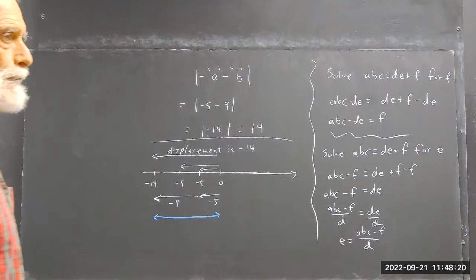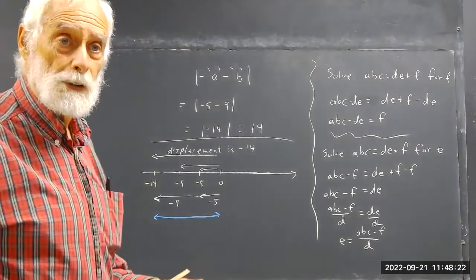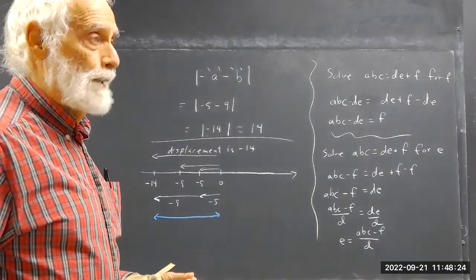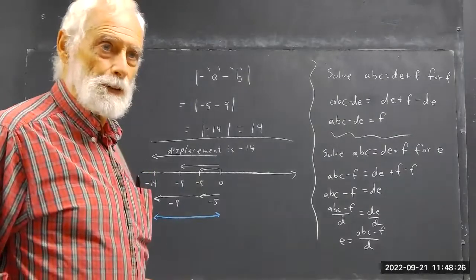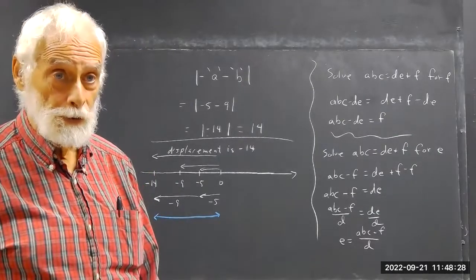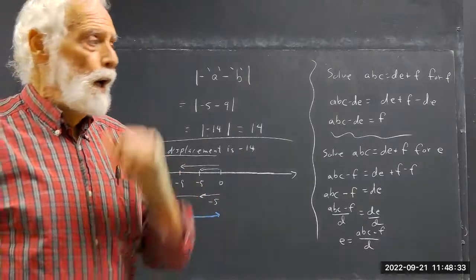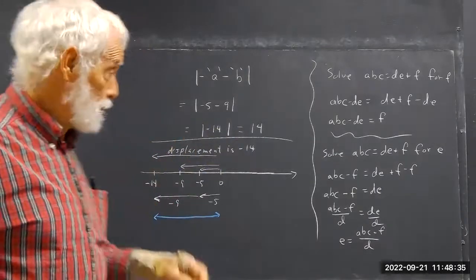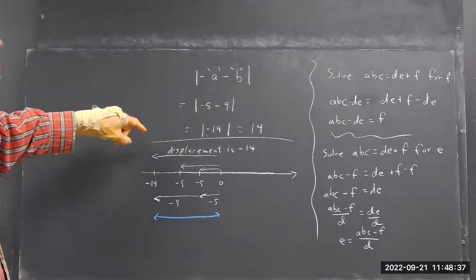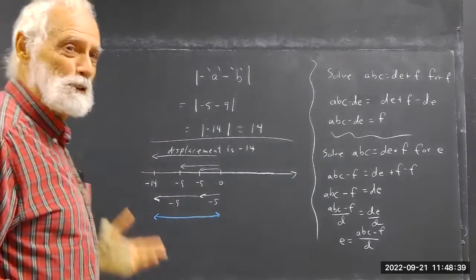It's worth knowing what that word means, displacement. How much displacement is there? The displacement is 14 units to the left. Displacement has a direction.